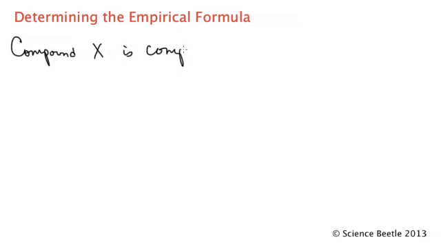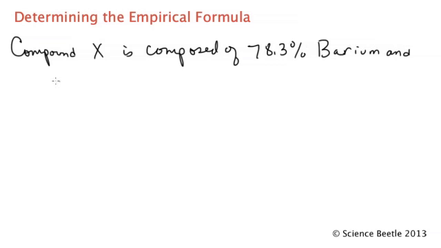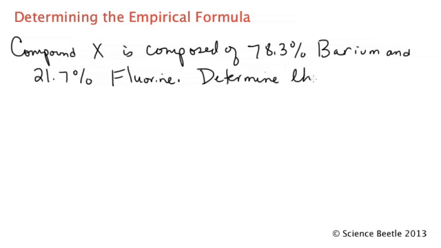And so compound X is composed of 78.3% barium and 21.7% fluorine. Determine the empirical formula.